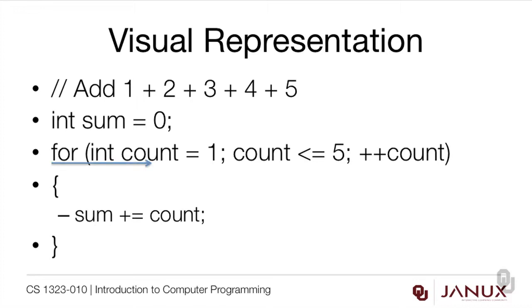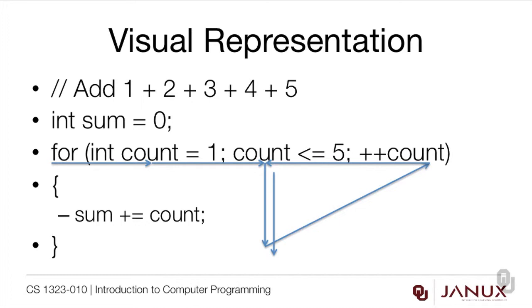Sum gets set to 0. Then count is created and set to 1. We check count less than or equal to 5, which is true because 1 is less than or equal to 5. Now we go and do the loop body. So we add the 1 in count to the 0 in sum, and sum now has the value of 1. Then we go do the increment. Count gets incremented to 2. And then we check to see that count is less than or equal to 5, which it is. So at that point, we go and do the loop body again.